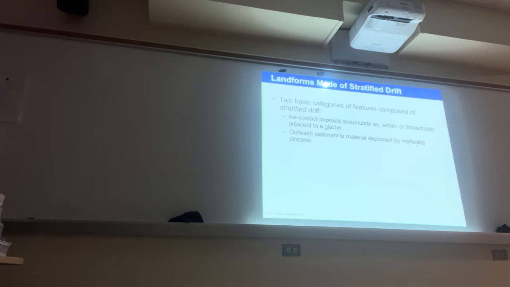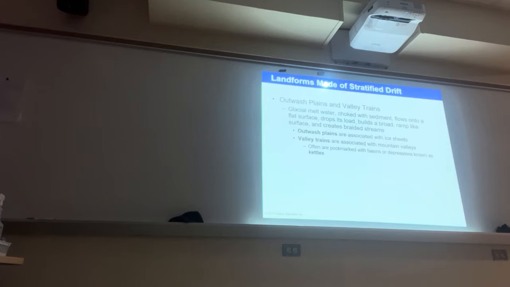Two basic categories of features composed of stratified drift include ice contact deposits, which are right next to the glacier, and then outwash sediment, which is deposited further away. In outwash plains and valley trains, glacial meltwater that gets choked up with sediment can flow onto a flat surface, drop its load, build up a broad ramp, and then create braided streams.